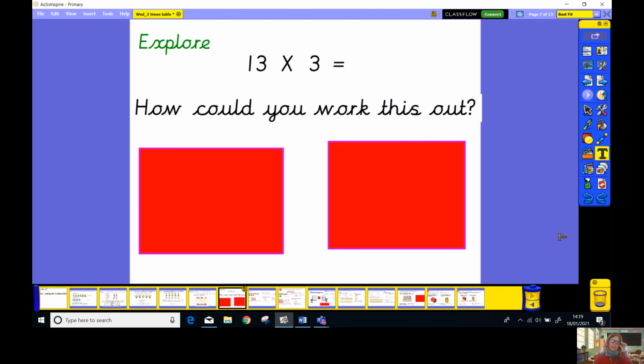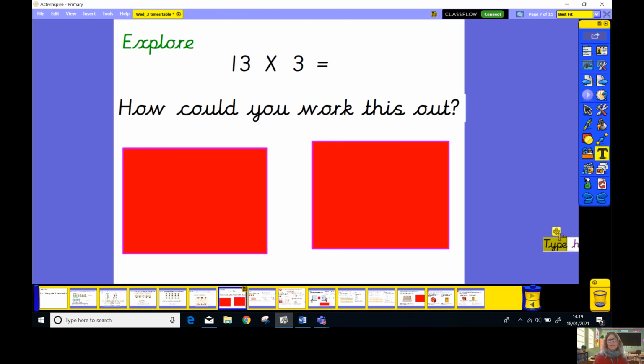Let's have a look at this multiplication problem. 13 times 3. Now you'll know the 3 times table. There isn't a 13 times 3. We only learn it up to 12. So how would I work this out? Pause the video now and see if you can work out 2 different ways to work out this calculation.